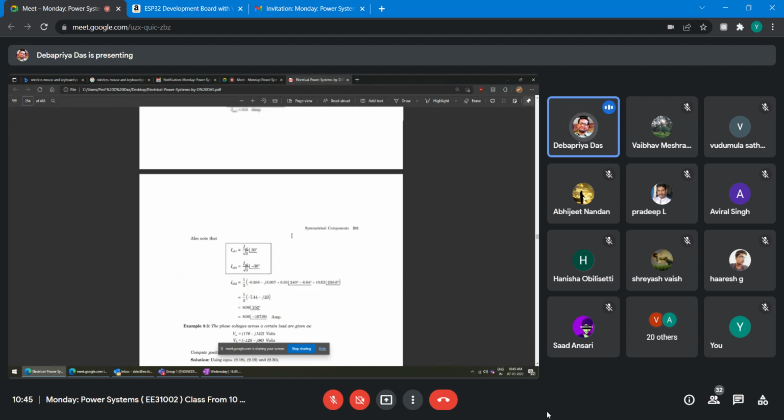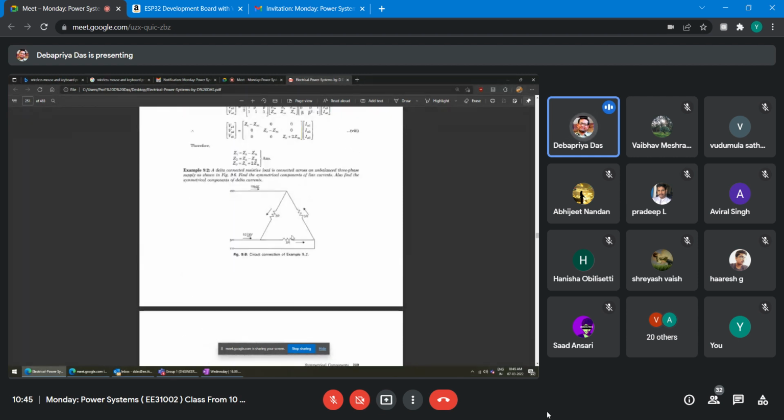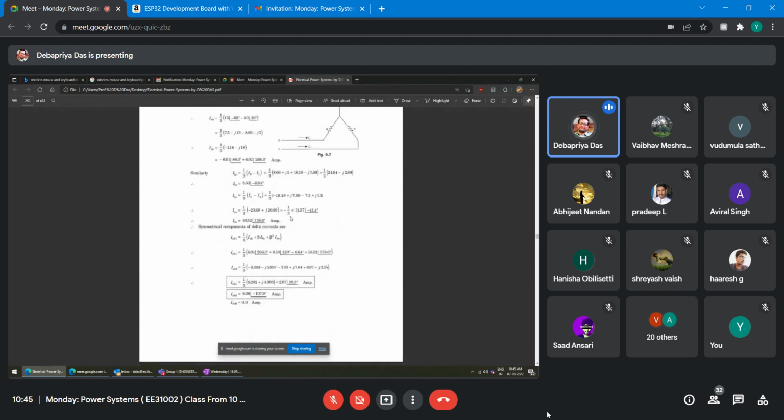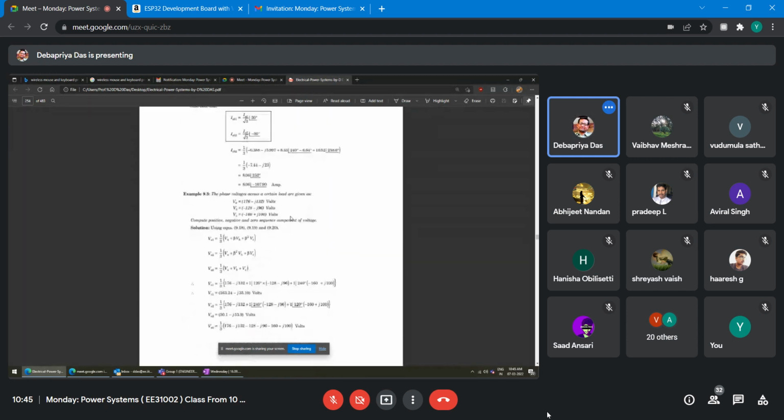So this is a simple problem where a voltage source is not required, but it shows how to compute line current, and this is required later in power system studies, right? That's why I have taken these simple problems, right?